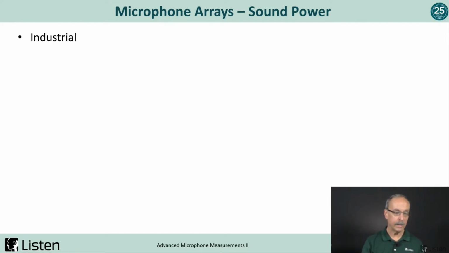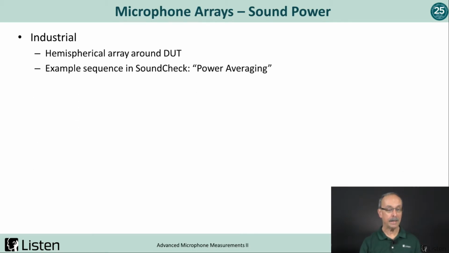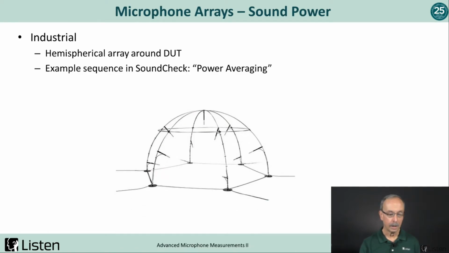And for sound power in industrial applications, we might have a hemispherical array around the device that we're testing. There is an example sequence in SoundCheck in the how-to examples folder in your sequences folder, and it's called power averaging. So it'll give you a good idea of how you can do this type of measurement using SoundCheck. And here's just an example of what a hemispherical array might look like, a series of microphones that would surround whatever our device under test is.